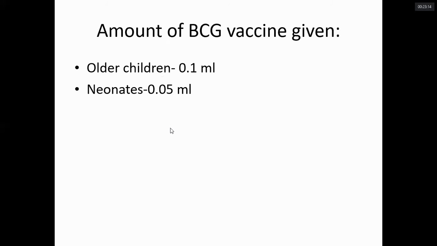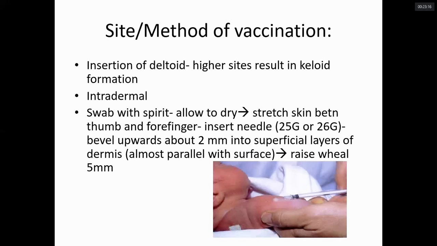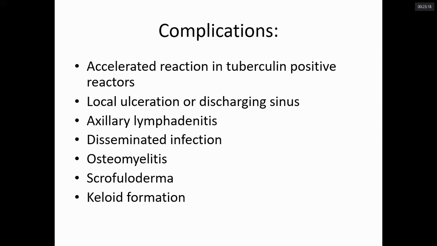But what are the adverse events following vaccination? If there is an accelerated reaction in the tuberculin test, local ulceration or discharge in sinus, axillary lymphadenitis, disseminated infection, osteomyelitis, scrofuloderma, keloid formation, etc., these are the adverse effects. This can happen after vaccination, and for these you have to visit a doctor.